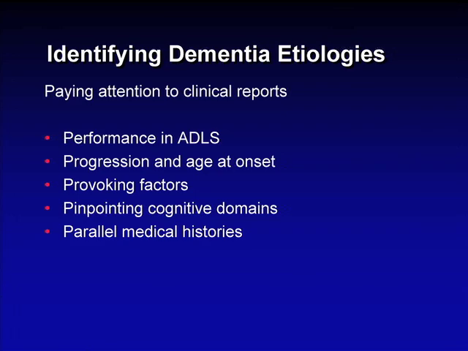Also pinpointing cognitive domains. What are the things that you should be looking for? You're not focused only on memory, because now you are cued in to look for other changes in cognitive domains. And you also take a close look at their parallel medical histories. Maybe all the things that the patient is noting can be explained by other concomitant problems going on in the medical story.